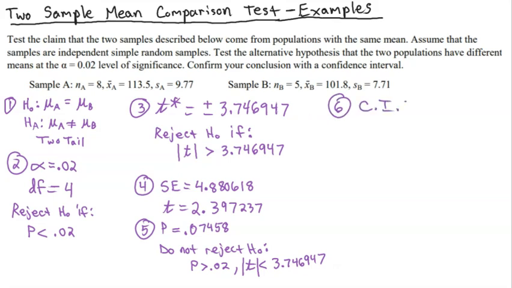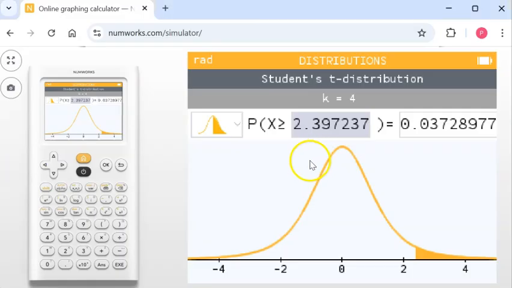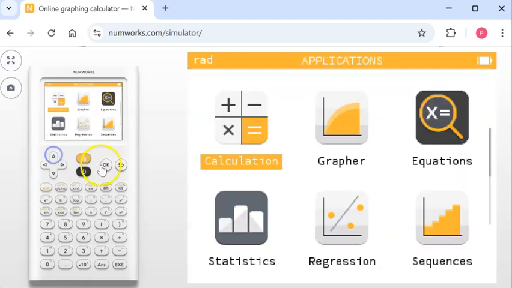So when we do our confidence interval, we're looking to see if 0 is going to be on the confidence interval. And so what we're going to do is take our X_A and subtract our X_B, which is 101.8. So we're going to do 113.5 minus 101.8 plus or minus our t times our standard error. We're going to multiply these two numbers by each other, 4.88618. So let's go to the calculator.